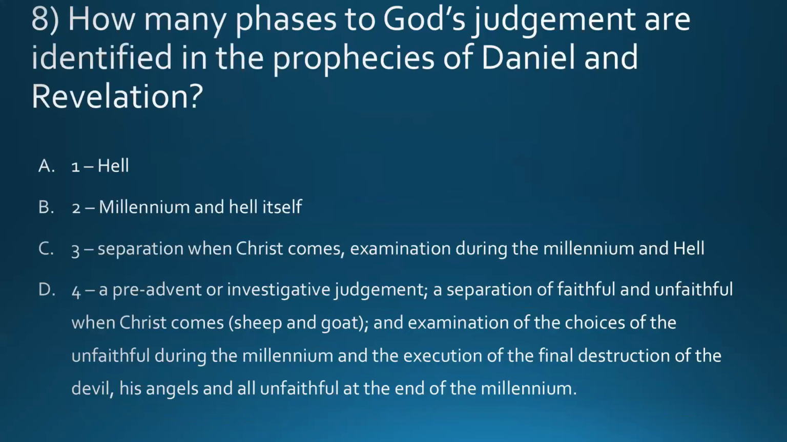Question 8. How many phases of God's judgment are identified in the prophecies of Daniel and Revelation? And the answer for that, I hope all of you got that right, is D, which is 4 phases. There's a pre-advent judgment, a sheep and goat separation phase of the judgment, and then there is an examination phase during the millennium, and then there is the final execution or destruction that occurs at the end. And again, I trust all of us got that one correct.